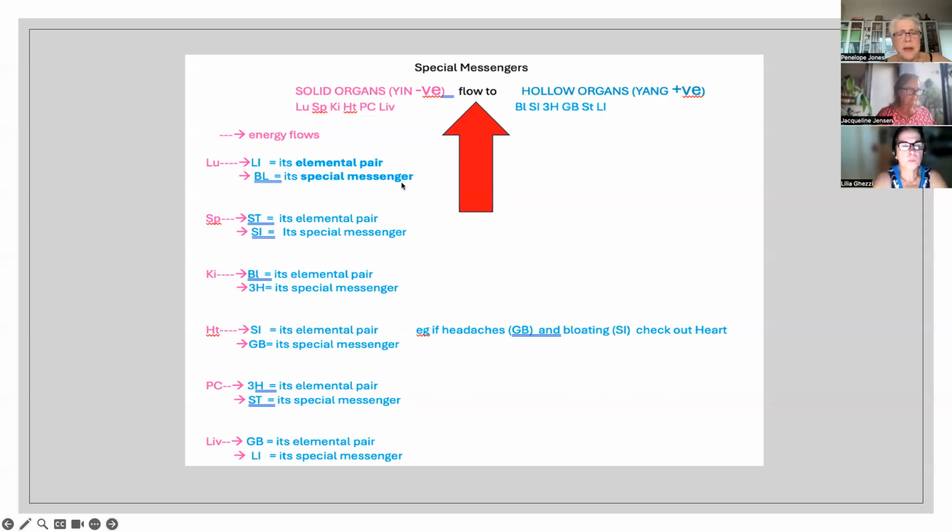Now, you can read through all of those. These are just for your reference. But down here, he gave us an example. He's saying that if you've got a headache on one side of your head and you've got bloating, which is your small intestine, check out the heart, because both of those connect with the heart. So up here, if you've got symptoms of the large intestine and symptoms of bladder, check out the lung. I think that's a really interesting thing from a treatment point of view.